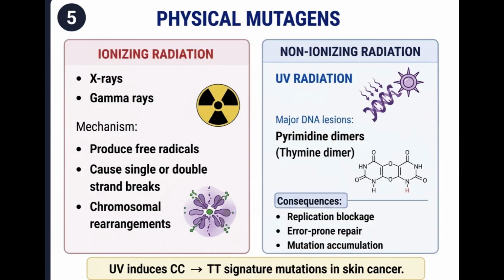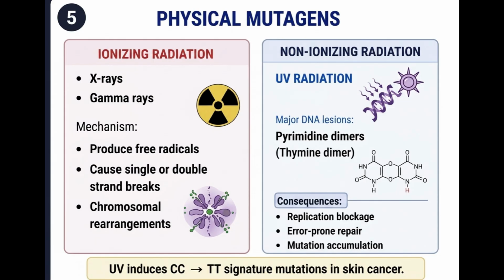Physical mutagens. Physical mutagens mainly include ionizing and non-ionizing radiations. Ionizing radiations include X-rays, gamma rays, and radioactive particles. These radiations generate free radicals that damage DNA. Major effects include single-strand breaks, double-strand breaks, chromosomal rearrangements, and base damage.